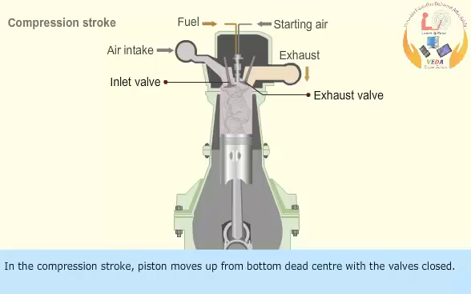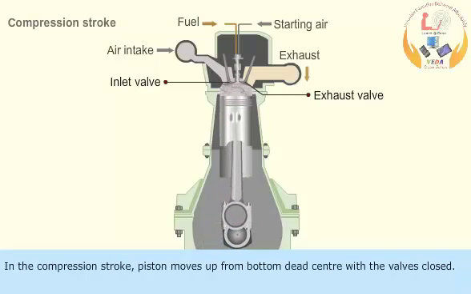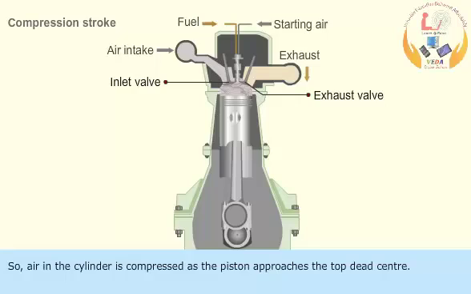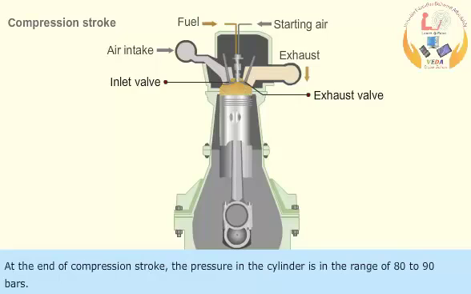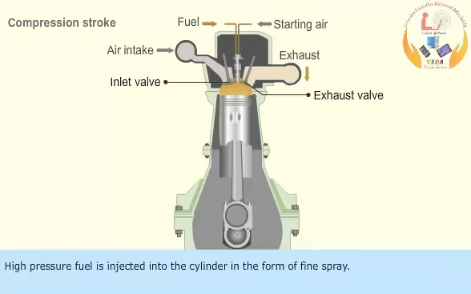In the compression stroke, piston moves up from bottom dead center with the valves closed. So, air in the cylinder is compressed as the piston approaches the top dead center. At the end of compression stroke, the pressure in the cylinder is in the range of 80 to 90 bars.